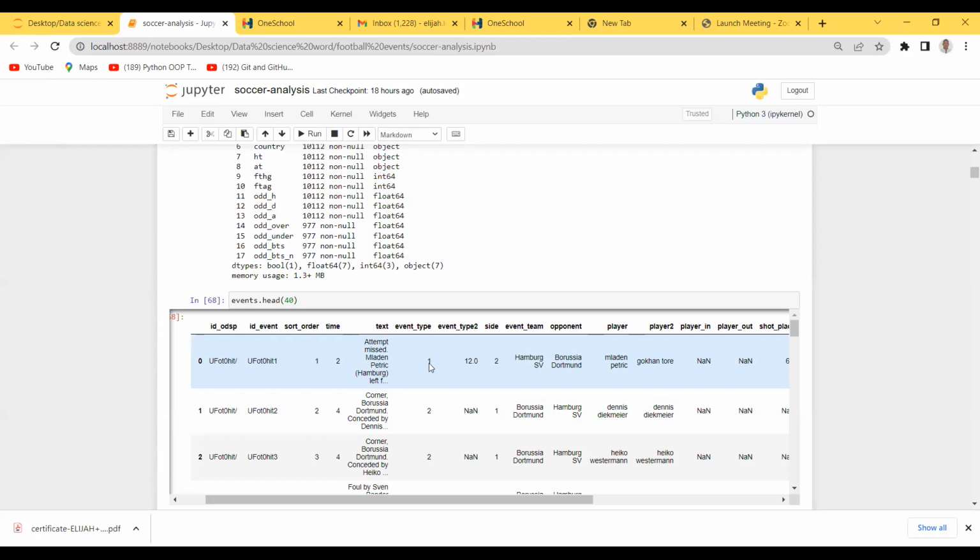So it was an attempt, number 1. It was a key pass by the away team. That away team, which is the event team, as you can see, is Hamburg SV. Then who is the opponent? Of course, the opponent of the away team is the home team, which is Borussia Dortmund. Who did that event? It was this player, the owner of that event. Okay.